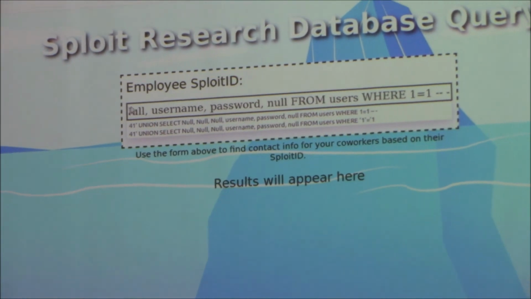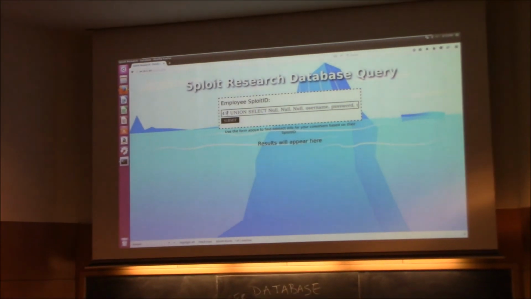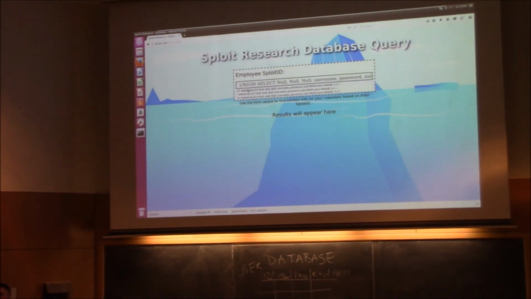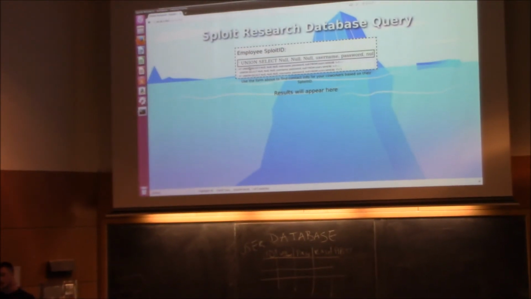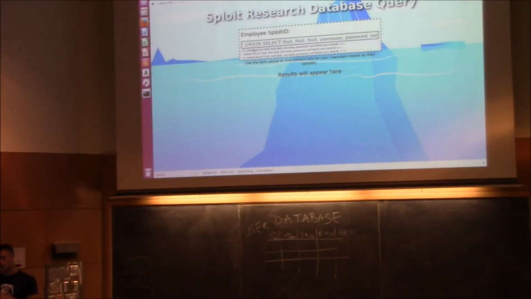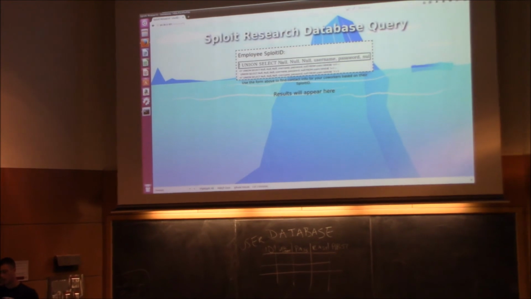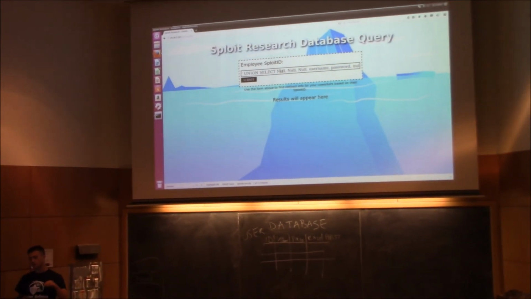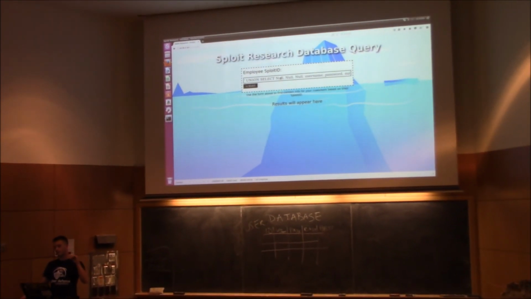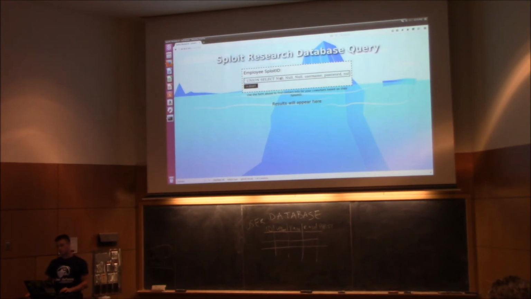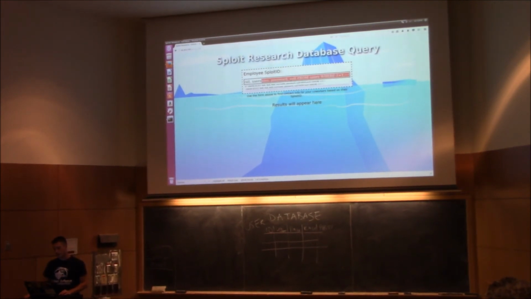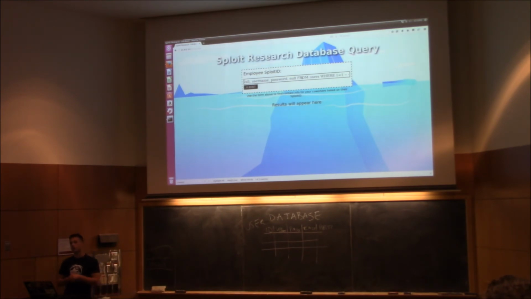So again, it's determining, using order by, the number of columns that are in the users table, and then unioning a select SQL query with the correct amount of nulls, the correct amount of values that you want, username, password, and then from the users table where something that evaluates to true. So does that make sense? Does anybody have questions on that one? That's more of a bit advanced one.